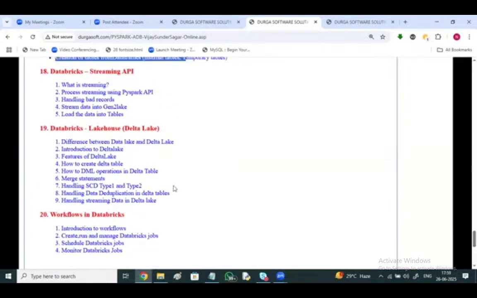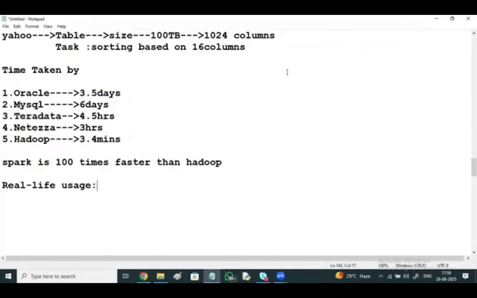Delta Lake: the difference between data lake and Delta Lake, how to create Delta Lake, and merge operations, SCD type 1 and type 2, handling data deduplication. Workflows: an introduction to workflows, running and managing Databricks jobs, scheduling and monitoring them. So in brief and in depth, we'll be discussing both PySpark and Databricks.